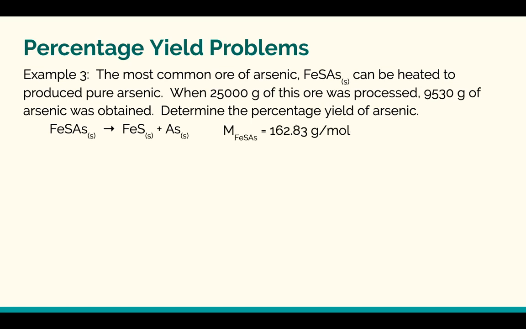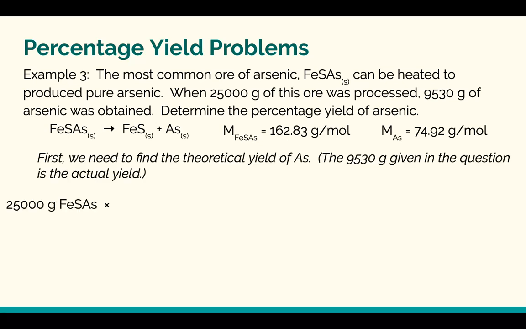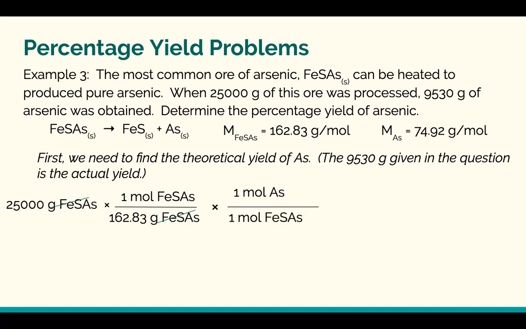So we're going to need the molar mass of the ore, which is 162.83 grams per mole. And we're also going to need the molar mass of arsenic so that we can calculate the theoretical yield. So we're going to start with that 25,000 grams, use the molar mass to convert to moles. Then we're going to use the mole ratio, which in this case is just a 1-to-1. And then we're going to use the molar mass of arsenic to get us to the theoretical yield of arsenic.